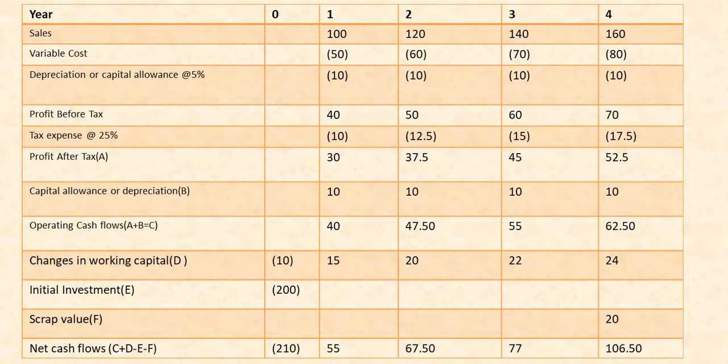The next line is depreciation. Now how do we calculate this depreciation? We have purchased equipment costing $200,000 at the beginning of this year, of year 0.